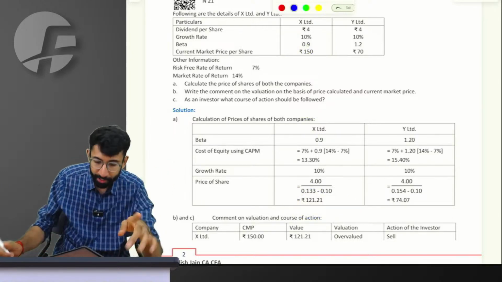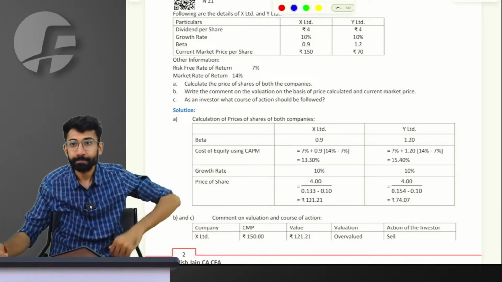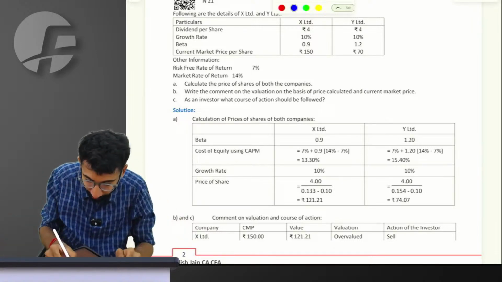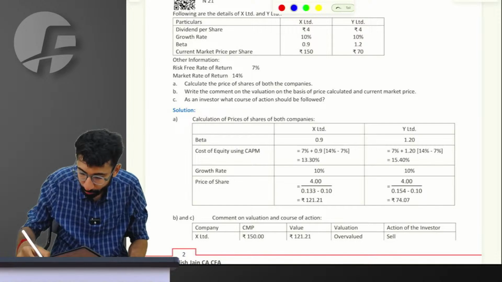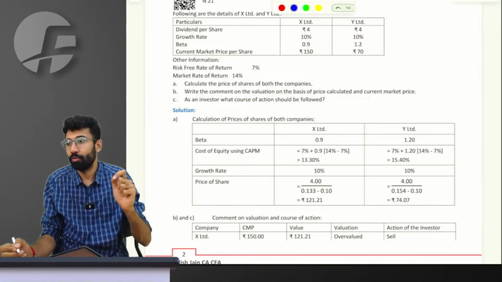Sahil. Rest of the live people in the class, recorded people, are we set with that? Yes. So current market price 150, you will comment it is overvalued. Similarly, if you talk about Y Limited, achha chalo, let me continue. Y Limited you can do on your own.